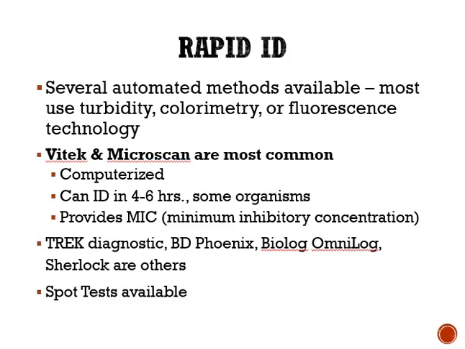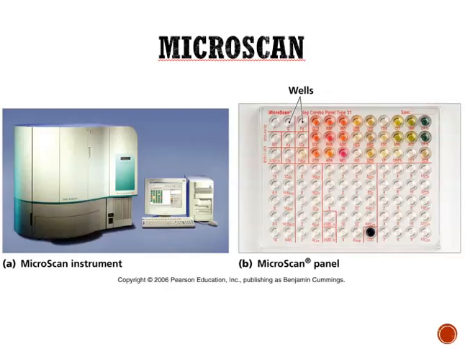So rapid identification, and we mentioned this previously, I think in Unit 2. There are several automated systems available, most of which use turbidity, colorimetry, or fluorescence technology to determine the identification of the organism. And then the fully automated systems incubate and read those reactions. Computer software interprets those reactions, and that's what it uses to determine the identification of the organism and sensitivities. And I showed you the picture before of the MicroScan. So this is one automated system.